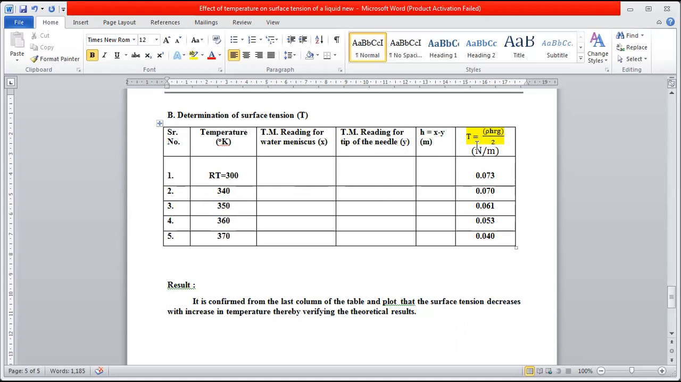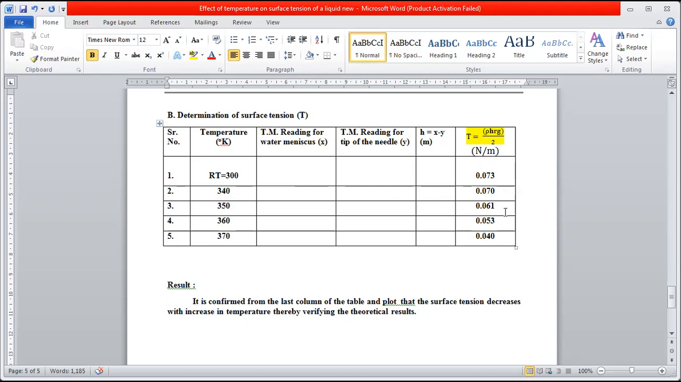Then use this formula: T equals rho h r g upon 2, because all are constant here except H. So the value of H only we have to substitute and get the surface tension value. This is done for the room temperature, and similarly, as the temperature rises by 10 degrees centigrade, we have to note down all the things and calculate the surface tension in each case.